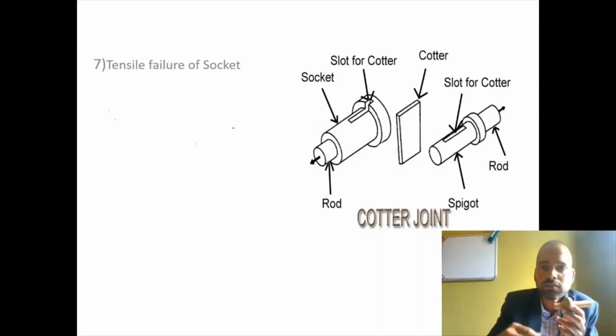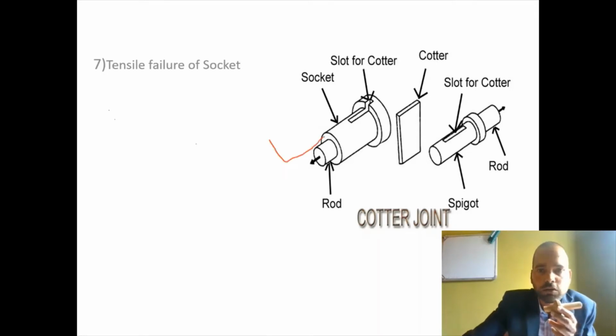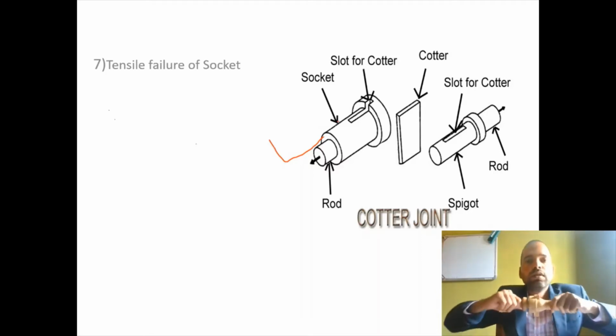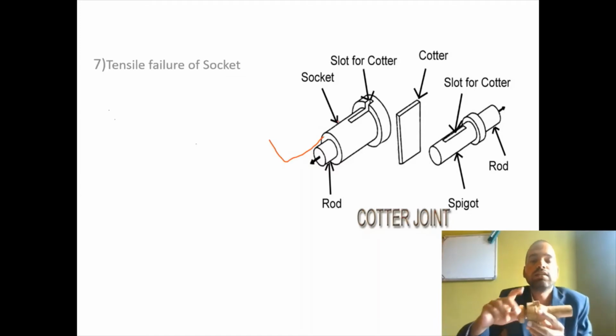Then henceforth we have to discuss the design of a socket, right? Now what are the stresses acting on the socket? Again we have to remember that we are designing this cotter joint by assuming that the complete assembly is subjected to tensile load. Due to that tensile load, what are the chances of failure?